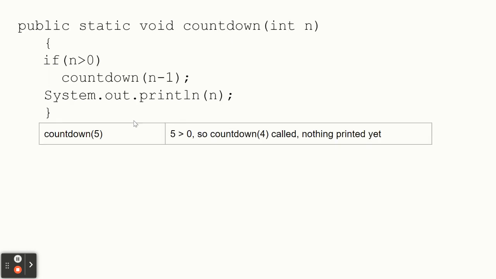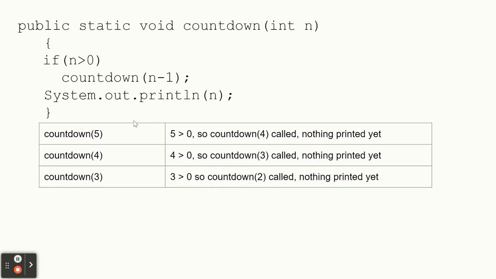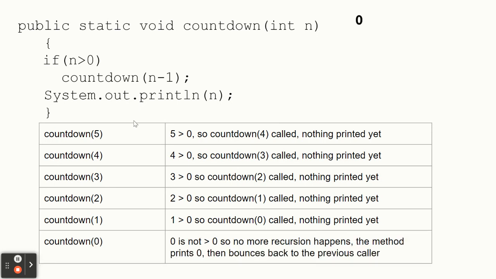We're going to trace this one. So we call countdown 5. 5 is greater than 0, so it calls countdown 4. Nothing's printed yet. We call it with 4. 4 is greater than 0. We call it with 3. 3 is greater than 0. We call it with 2. 2 is greater than 0. Call it with 1. 1 is greater than 0. Call it again. Now, finally, 0 is not greater than 0, so there's no more recursion.